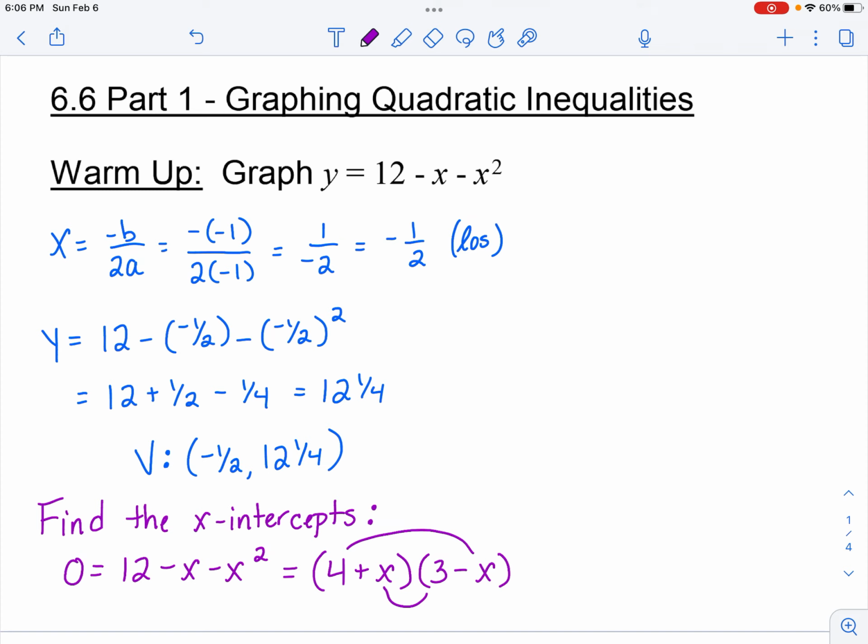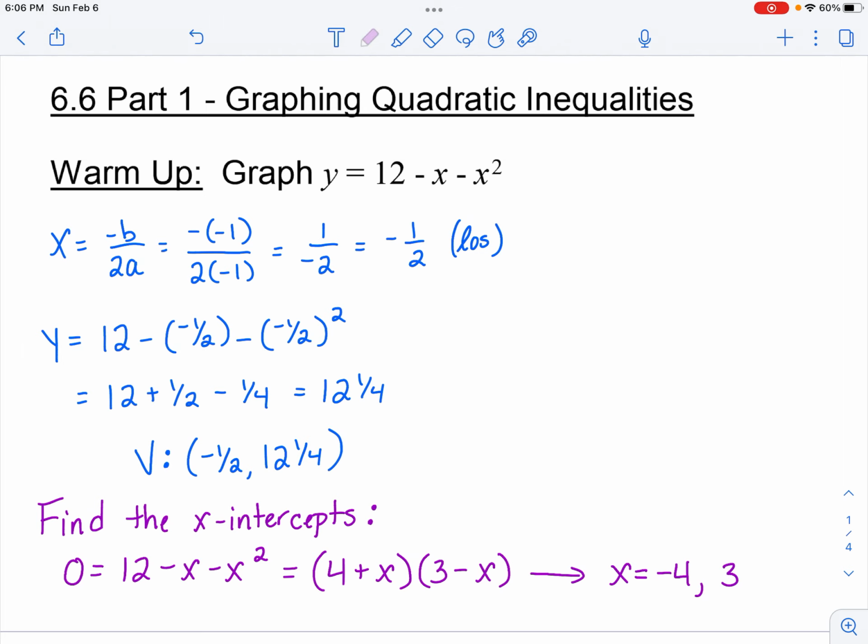All right, now we're not used to factoring when it's not in standard form, so if you want to rearrange, factor out a negative, you'll eventually get to the same x-intercepts that I'm about to get to. If I do each of these factors equal to 0, I'm going to get x equals negative 4 from the first factor and positive 3 from the second factor.